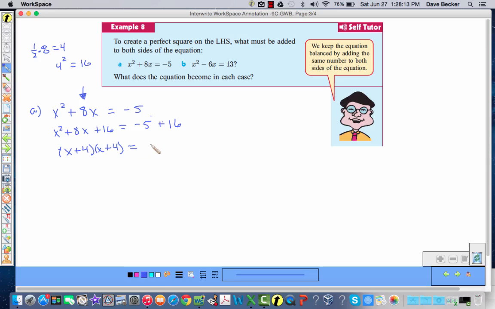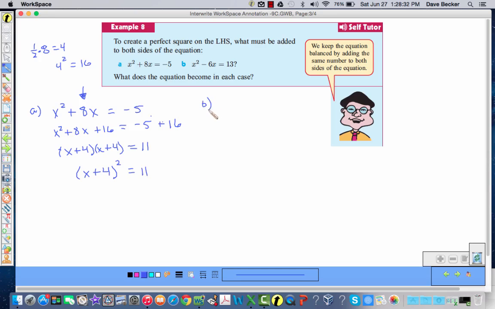So this is equal to 11. I would never write it like this. I would always go right to this. I was just doing that to give you a brief little explanation as to what was actually happening. So there we have completed the square. X plus 4, the quantity squared, is equal to 11.